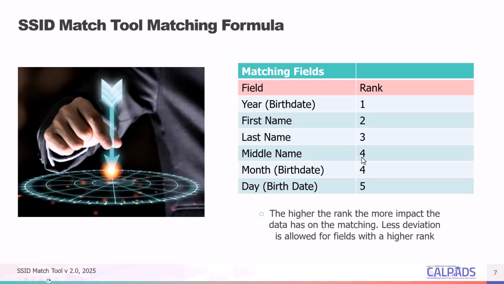So there's less impact if the middle name is not exact or left out or added. Then the month, which is the same as the middle name, right? So if the month is different. And then least significance is variation in days. If the date of birth and the day is wrong, there's less deviation. You're more likely to find a match if this other information is exact or close. So that's the matching formula.